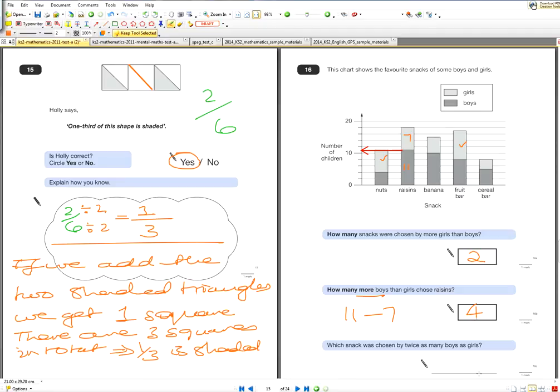Which snack was chosen by twice as many boys as girls? If you look over here, the only one left that we can consider is the banana one. Let's double check that. We got 10 choosing banana for boys, and we got 2, 4, 5 for girls, and that's the one. So the answer on the bottom is? Banana. Okay, done? Are you happy with that? Yes.